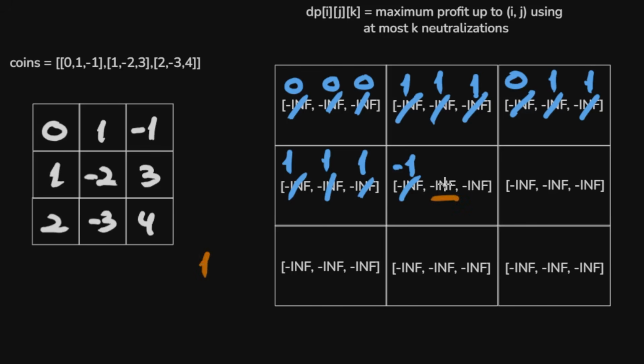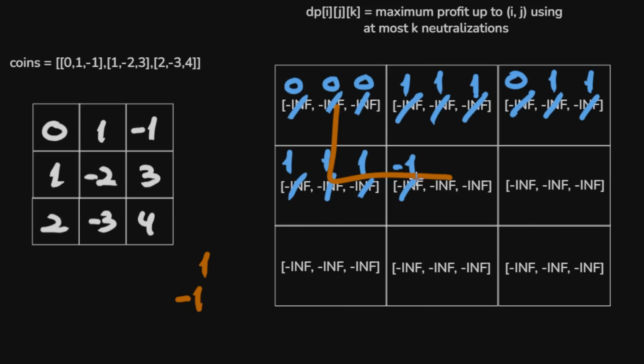Now, here we are using at most 1 neutralization, but maybe we should not use the current neutralization. And how can we handle this? Well, we can take the previous accumulated number at the same index and add the current number. Now we are taking this minus 2. And 1 plus minus 2 is minus 1. So maybe we could use a 1, but we are missing one path.